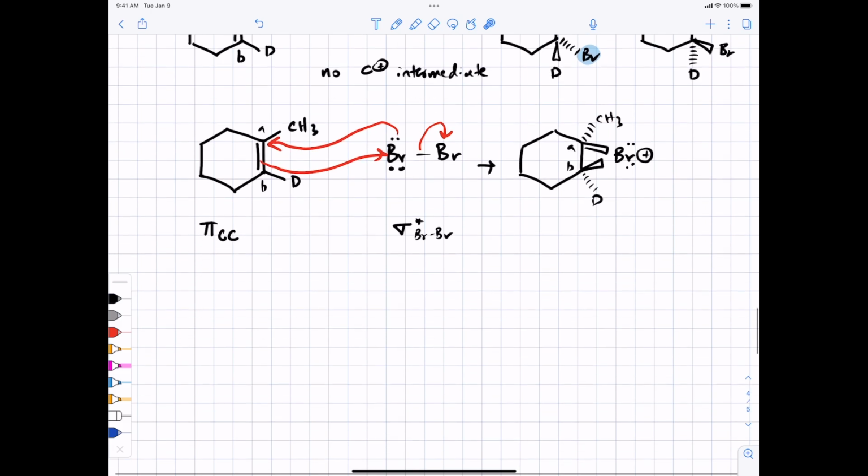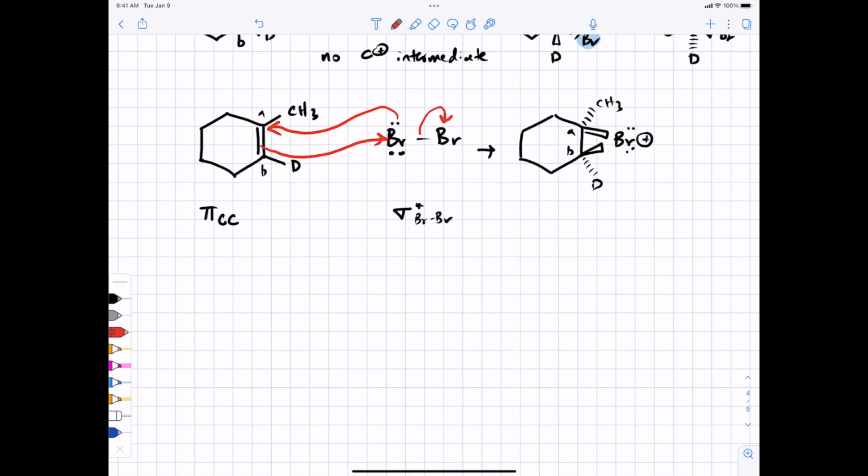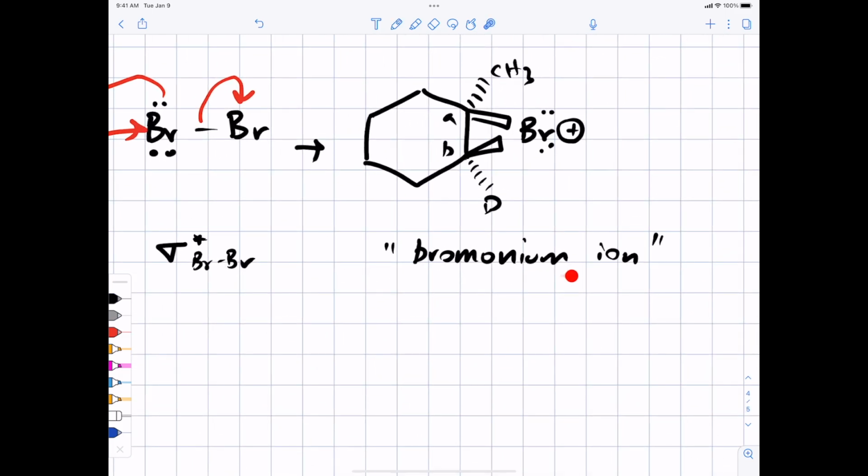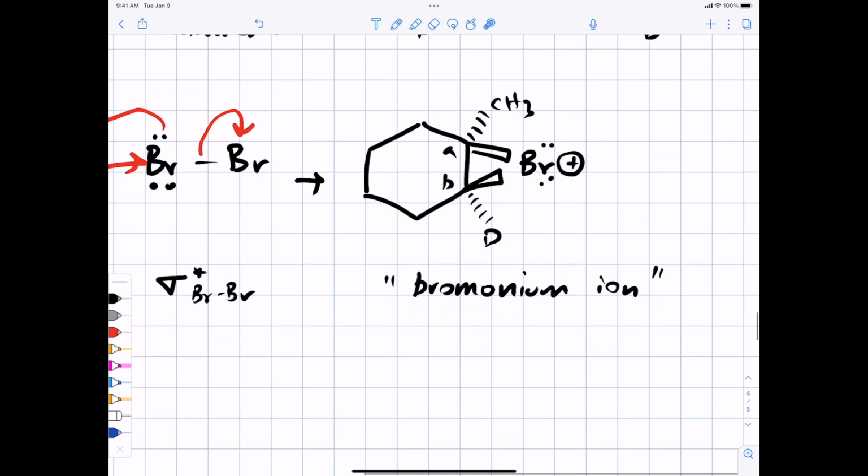All right. So we're not quite done. This intermediate is called a bromonium ion. And the ium is sort of what we do, right? You've heard of ammonium or oxonium, when we're talking about an ion that has a positive charge on bromine or an oxygen or a nitrogen. This is sort of the language we use.